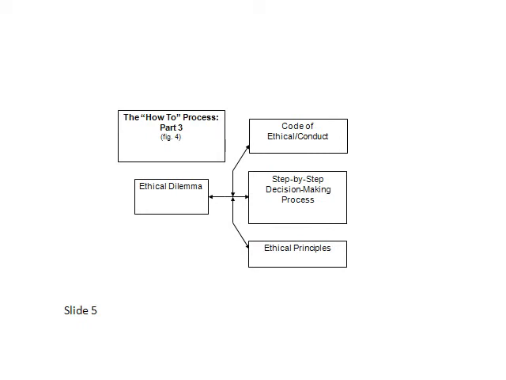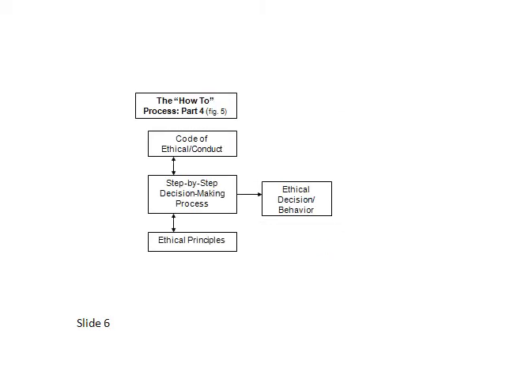Slide 5 of the how-to process adds in the element of the decision-making process, as it provides structure to the application of the code and the principles and brings to mind other elements in the situation that need to be considered as the dilemma is resolved. Slide 6 indicates a more direct relationship with an impact between these 3 elements as they finally lead to an ethical outcome, or at least the most ethical outcome possible.